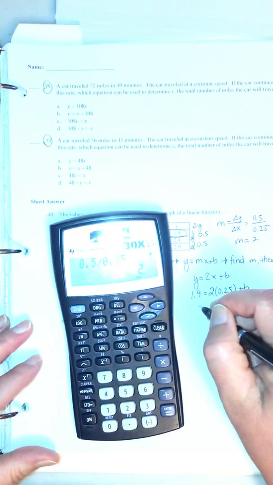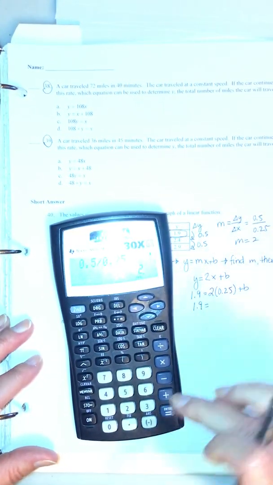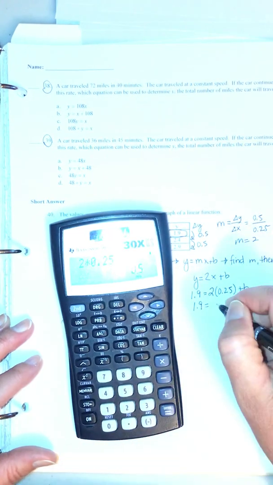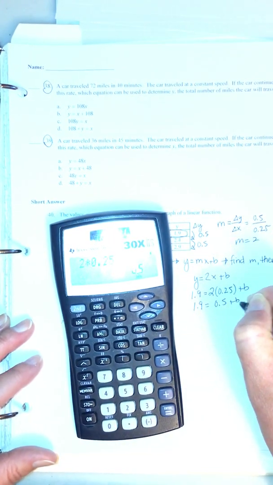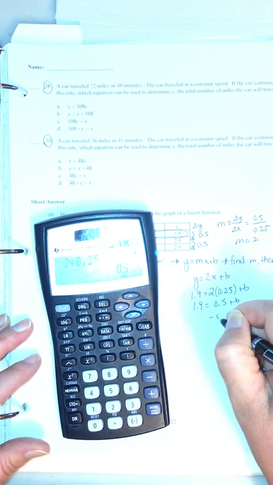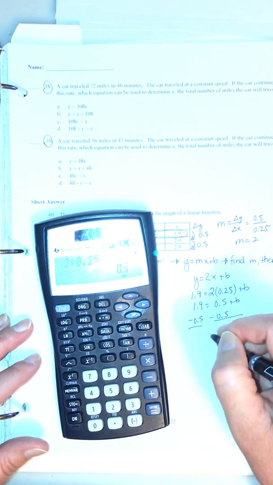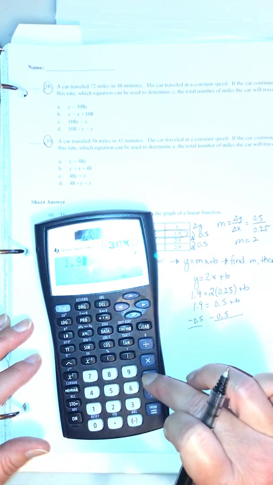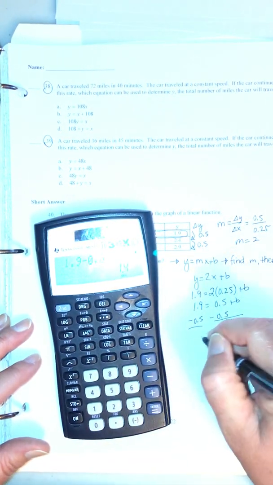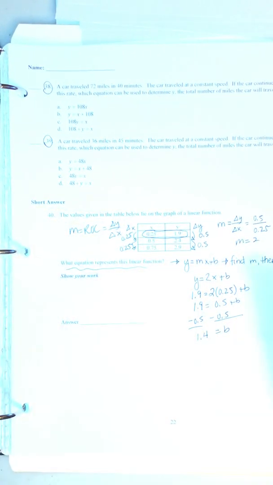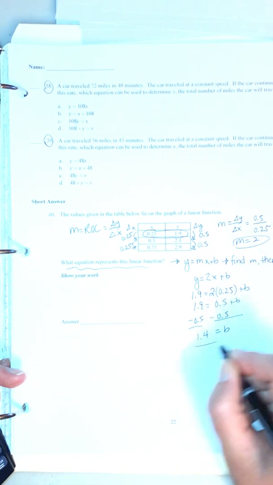So I start with my multiplication. 2 times 0.25 gives me 0.5 plus the b. I subtract 0.5 from both sides. I want to isolate the variable. So 1.9 minus 0.5 gives me 1.4, and that's what b is. All right, so I found both of them. I know my m, and I know my b.